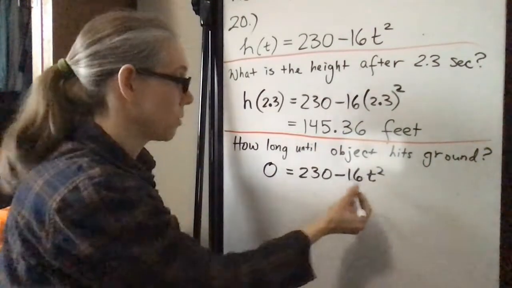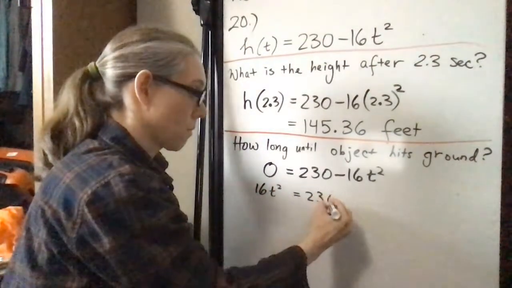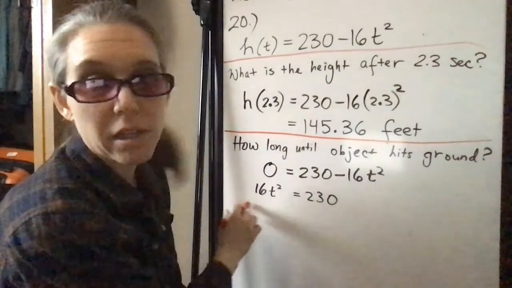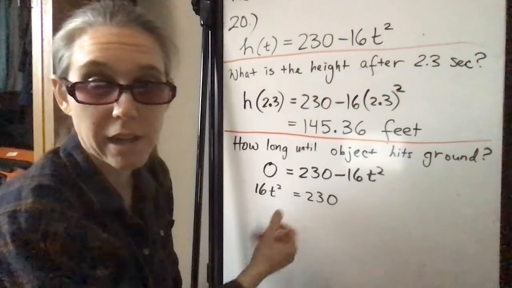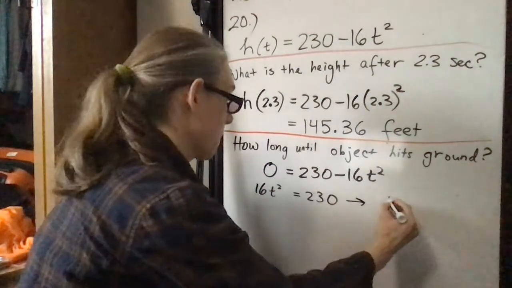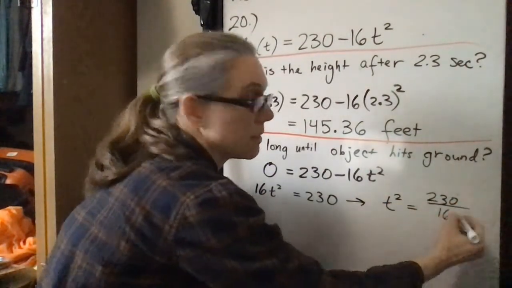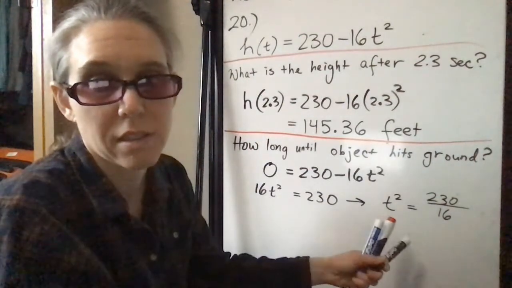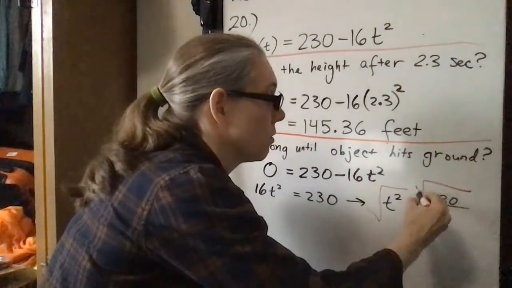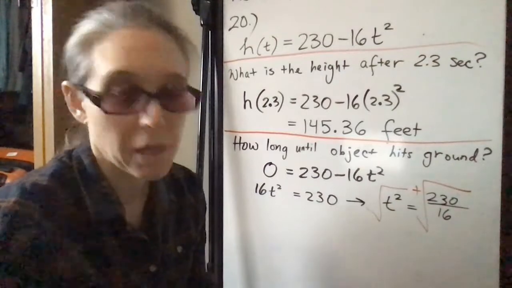So you get your perfect square on one side, and then you take the square root of both sides. Now 16t squared is a perfect square, so you can go ahead and take the square root right here. Alternatively, if you want, you can just rewrite this as t squared is equal to 230 divided by 16, because we get the t squared by itself. So take the square root of both sides. We are looking for positive only. Don't do plus or minus here because we're looking for positive time.